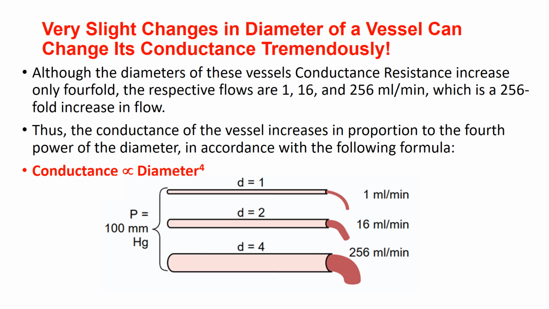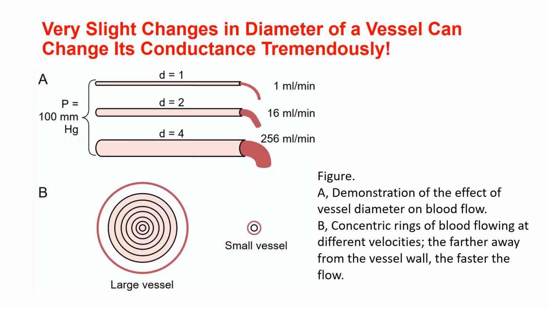Thus, the conductance of the vessel increases in proportion to the 4th power of the diameter, in accordance with the following formula. Conductance is proportional to diameter to the 4th power. Figure A. Demonstration of the effect of vessel diameter on blood flow. B. Concentric rings of blood flowing at different velocities. The farther away from the vessel wall, the faster the flow.